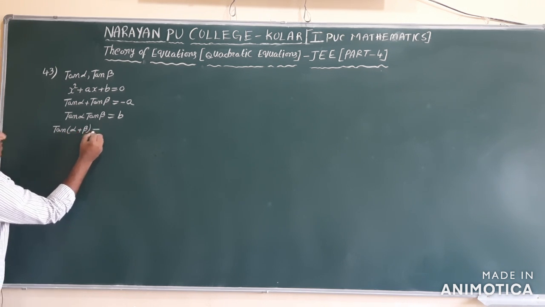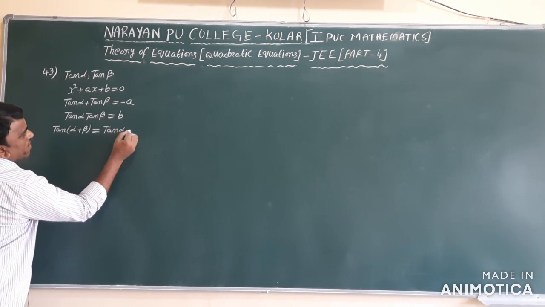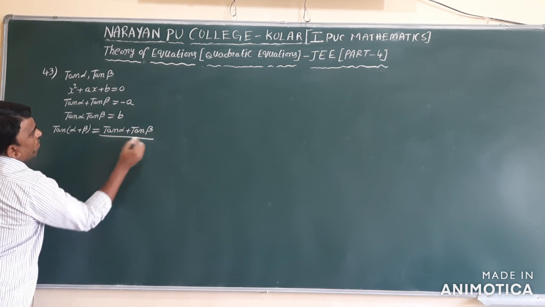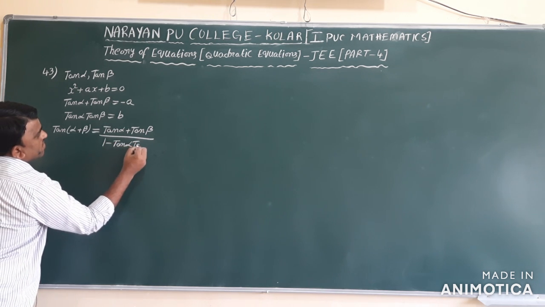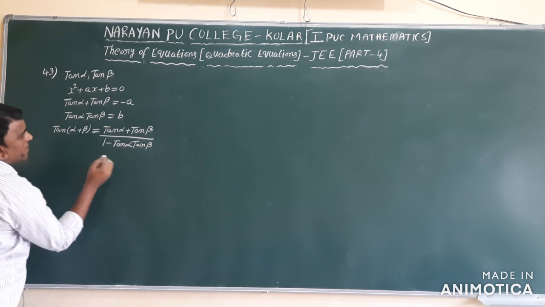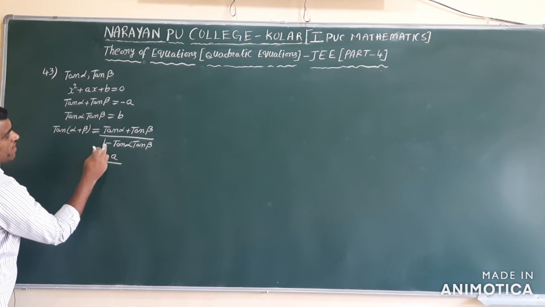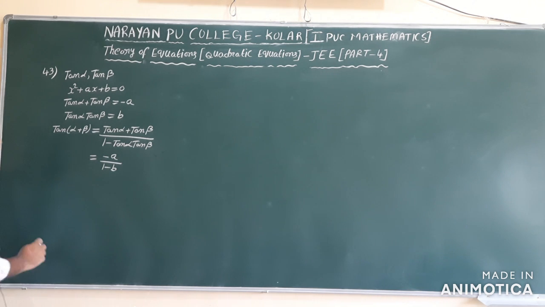That's what first one you can calculate. Tan of alpha plus beta equals tan alpha plus tan beta by 1 minus tan alpha tan beta. That equals minus a divided by 1 minus b. That will be kept like that. Next, we need to simplify the given value.